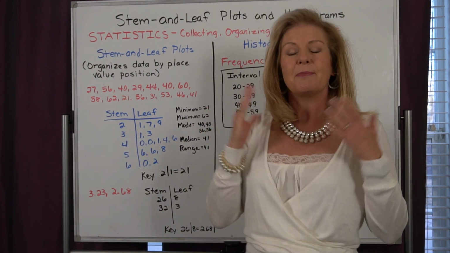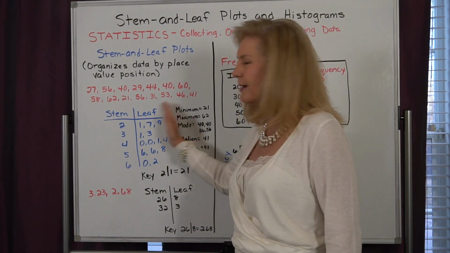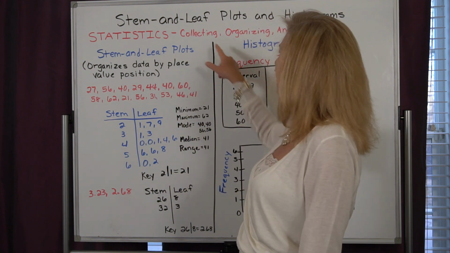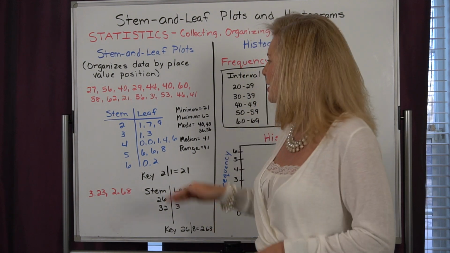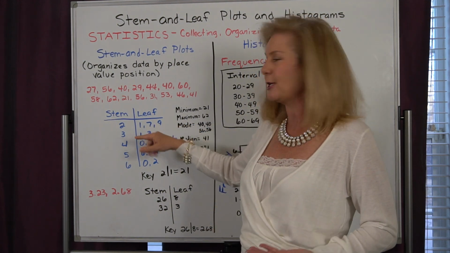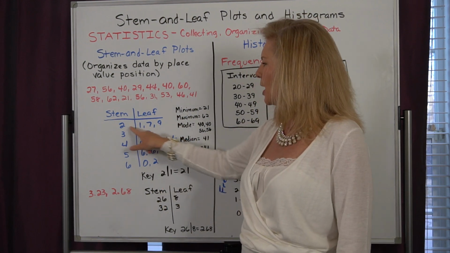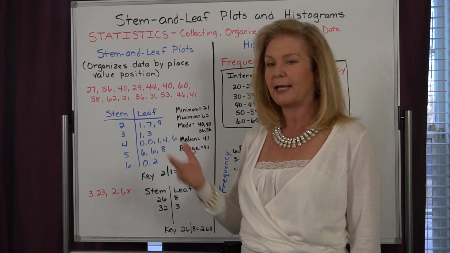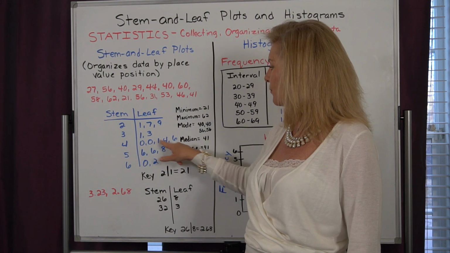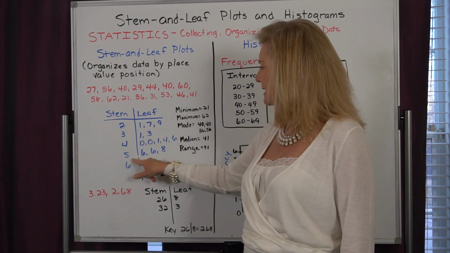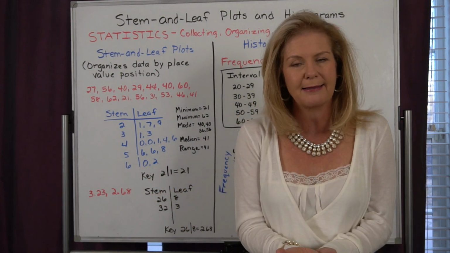So then, because I've organized my data from smallest to largest, I have to organize my leaves. Now that's the point of this. It's the organizing of the data. That's part of what statistics is. So my leaves should always be going from smallest to largest. And when I look at this, I know I have 21, 27, 29. Then I go 31, 33, 40, 40, 41, 44, 46, 56, 56, 58, 60, and 62. So I'm just organizing that data.